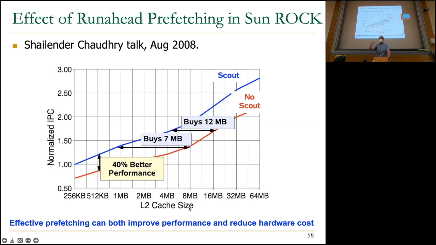So instead of increasing your cache size, just devote some resources to intelligent prefetching, and you can save a lot of area, right? Basically, they say they can buy 7 megabytes here. If their performance target is here, they can buy 12 megabytes. So you can see you can play a lot of tricks in the memory hierarchy. We don't have to have these huge caches if we have intelligent ways of managing the hierarchy.